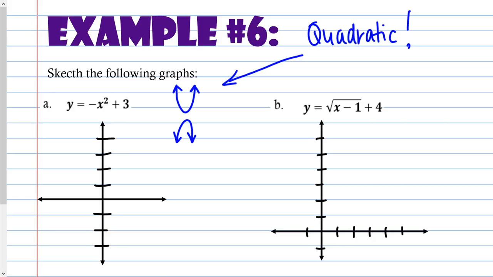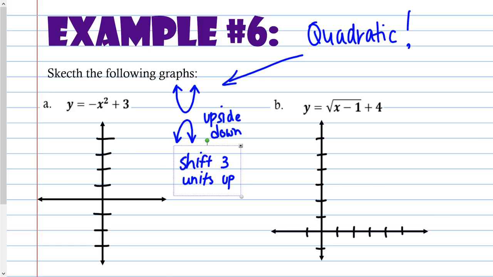And then that plus 3 at the end, you need to be like, okay, that 3 means that we're going to shift the parabola 3 units up. Okay, now the negative means upside down, and then the 3 means shift 3 units up. So I'm going to attempt this.